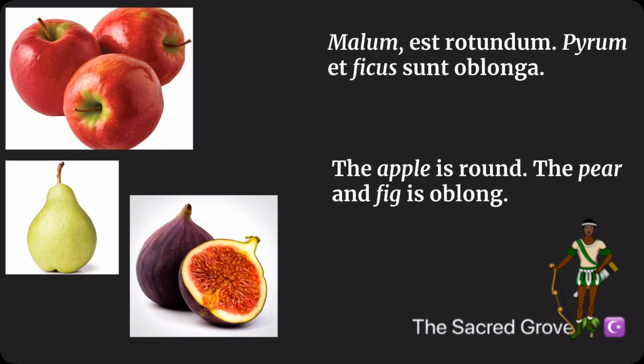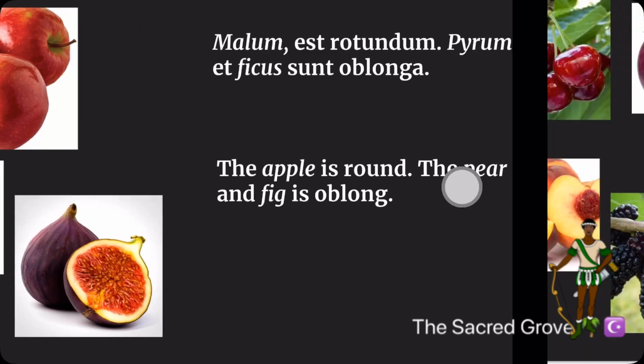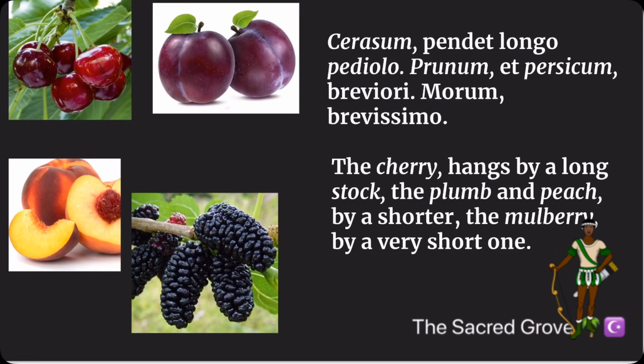Malum est rotundum, pirum et ficus sunt oblonga. The apple is round, malum est rotundum. The apple is round. Pirum, the pear, and the fig, et ficus, and fig, sunt oblonga, are oblong.